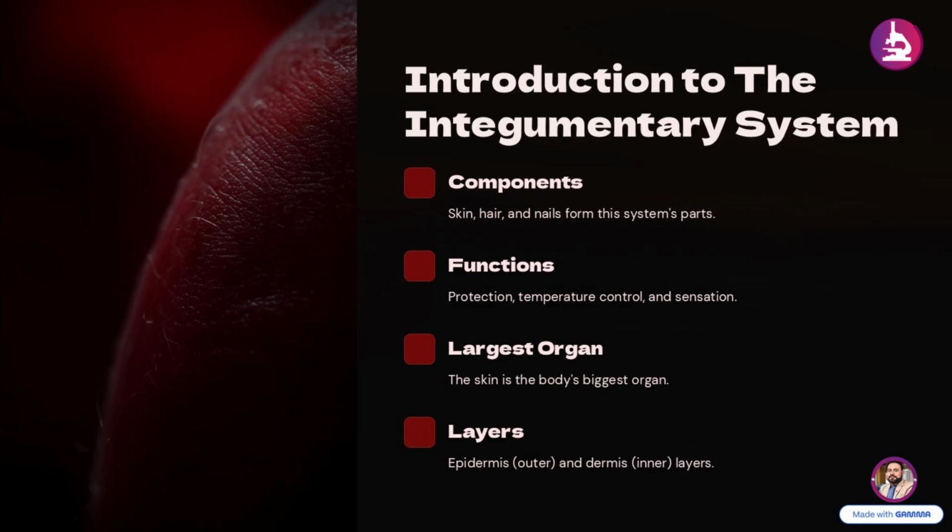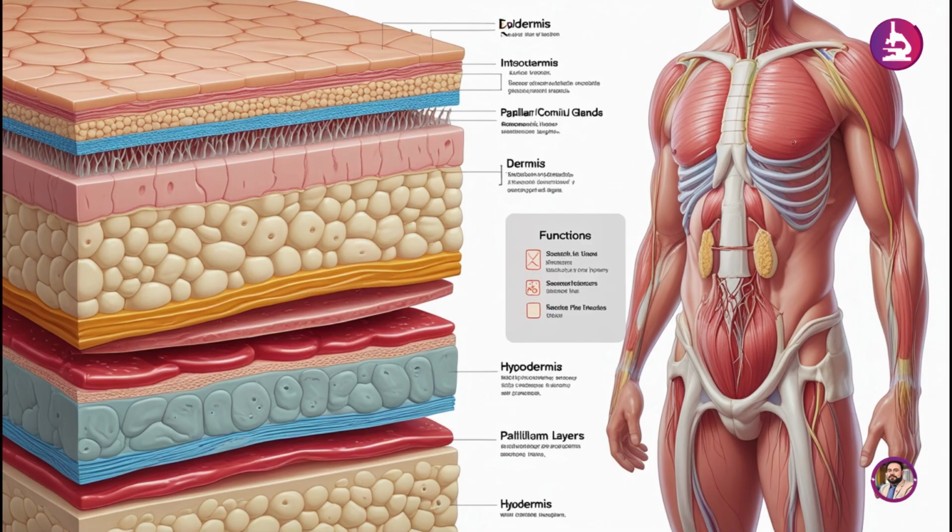Introduction to the integumentary system. The integumentary system is the body's protective outer shield, composed of the skin, hair, nails, and associated glands. As the largest organ system, the skin alone covers about 1.5 to 2 square meters and accounts for 15% of body weight.